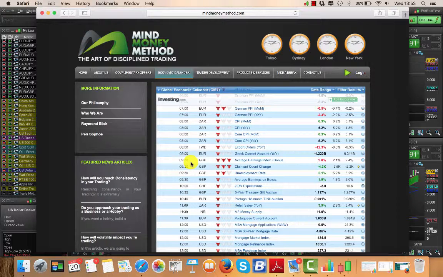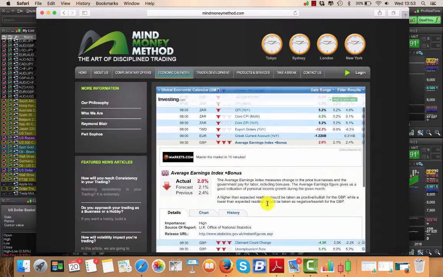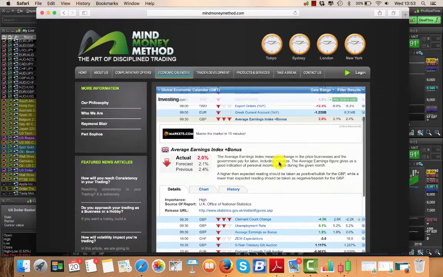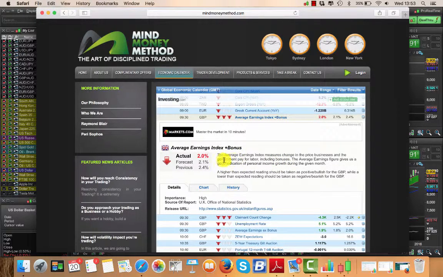We will definitely want to have a look and see if there are any big news announcements. Normally when there are 3 bulls in a row, like those red bulls in a row, this tells us that there's going to be quite a big news announcement that may affect that particular market, that particular currency pair. So we will come over here and have a look and see, right, what is this? We'll say average earnings index plus bonus, and it gives a full explanation: the average earnings index measures the change in price businesses and the government paid for labor.